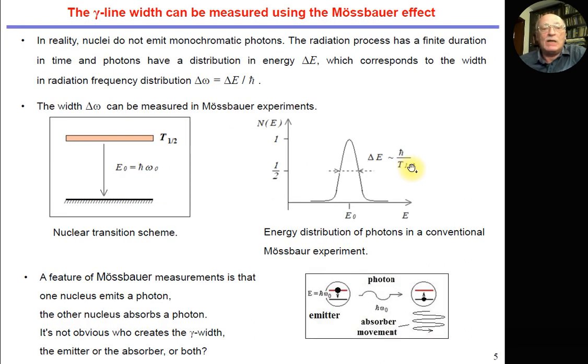In reality, nuclei don't emit monochromatic photons. The radiation process has a finite duration in time, and photons have a distribution in energy delta E, which corresponds to the width in the radiation frequency distribution delta omega. The width delta omega can be measured in Mössbauer experiments. A feature of Mössbauer experiments is that one nucleus emits a photon, the other nucleus absorbs the photon. And it is not obvious who creates the gamma width, the emitter or the absorber or both.